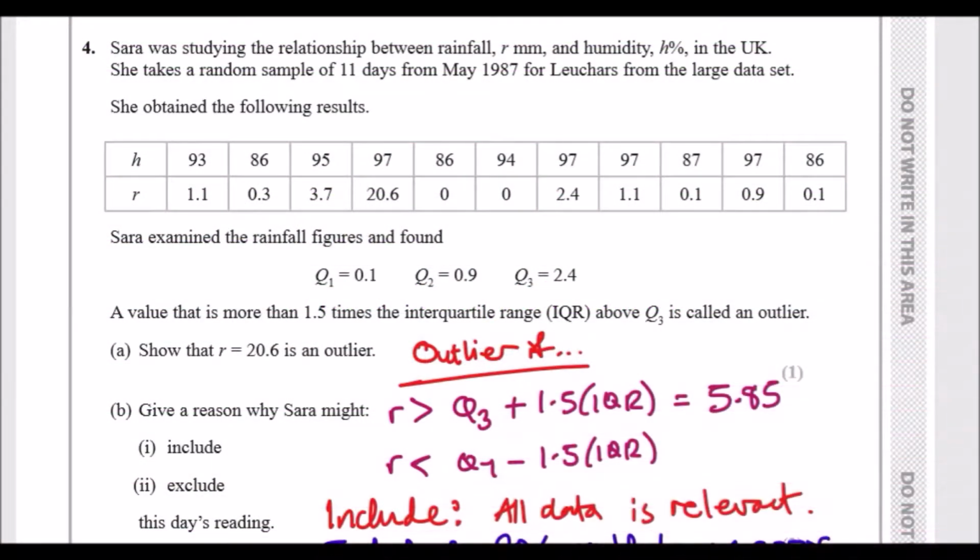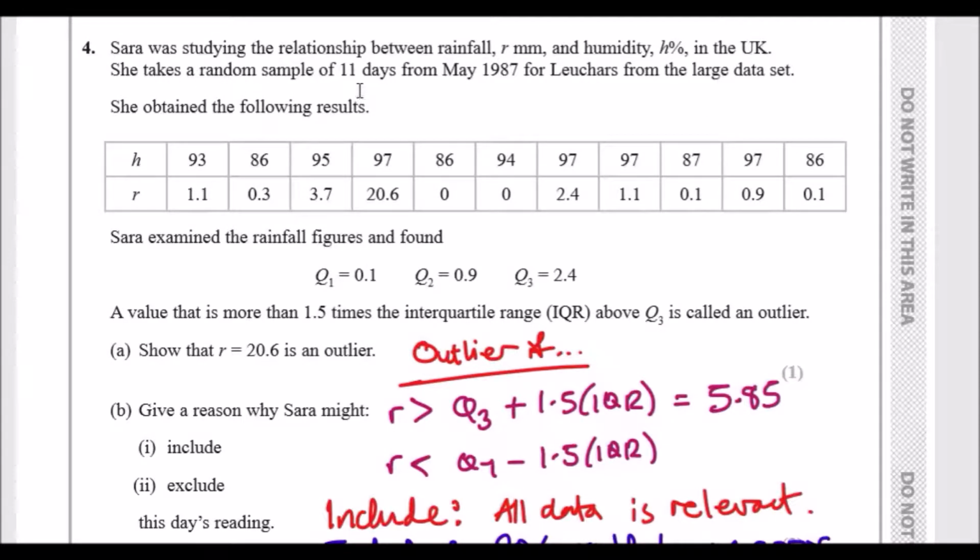And here we go, guys. Question 4. Let's go. So, what do we have here? Sarah was studying the relationship between rainfall, given in R millimeters, and humidity, in H percentage. I can already see that there's some sort of correlation regression problem coming up.